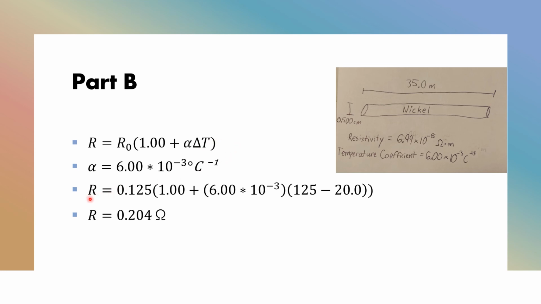When inputting all of these numbers into the equation, we get resistance equals 0.125 times the sum of 1 plus 6 times 10^-3 times (125 minus 20). After completing this calculation, we find that the resistance of the wire at 125 degrees Celsius equals 0.204 ohms. When comparing the measured resistance at this temperature, 125 degrees Celsius, and at 20 degrees Celsius, it can be seen that as temperature rises, so does the resistance.